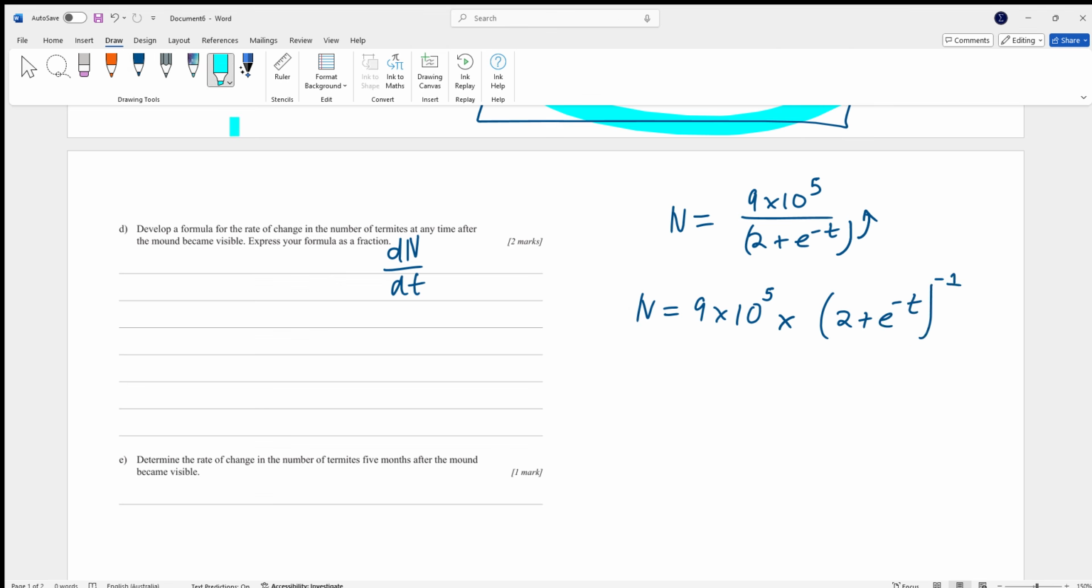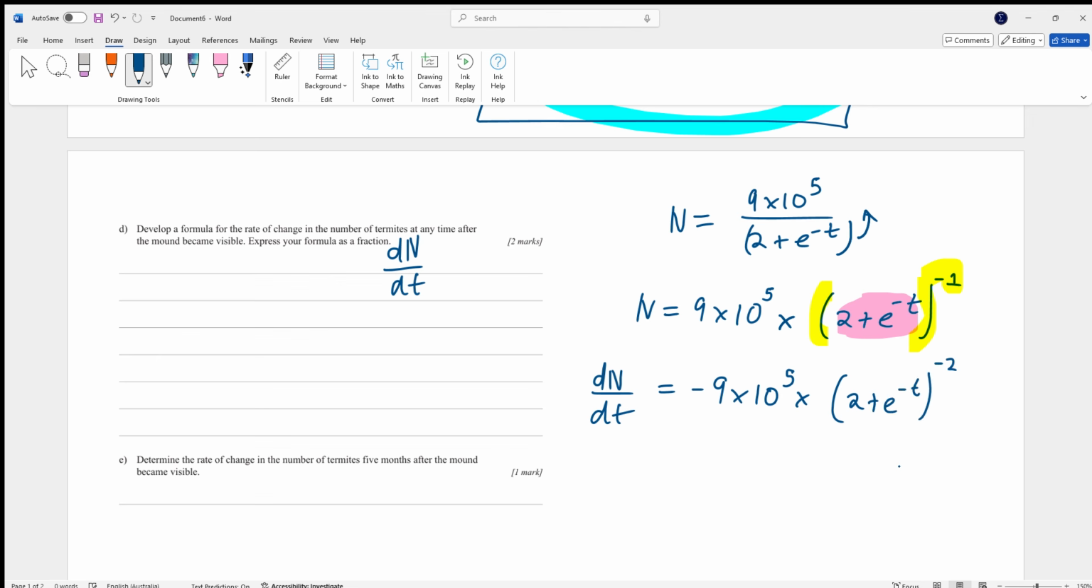Okay, now we can see we're going to be using chain rule here because you have an outside function and then you have a quote-unquote inside function. Okay, so here, differentiate the outside, so bring the negative 1 down the front, so you have negative 1 times this number here, then that's going to be to the power of negative 2 because you're going to subtract the power. Then you're going to multiply by the derivative of this. Now the derivative of this is just the derivative of e to the negative t. So the negative 1 comes down the front, so you'll have negative e to the negative t, because that in itself is a chain rule.